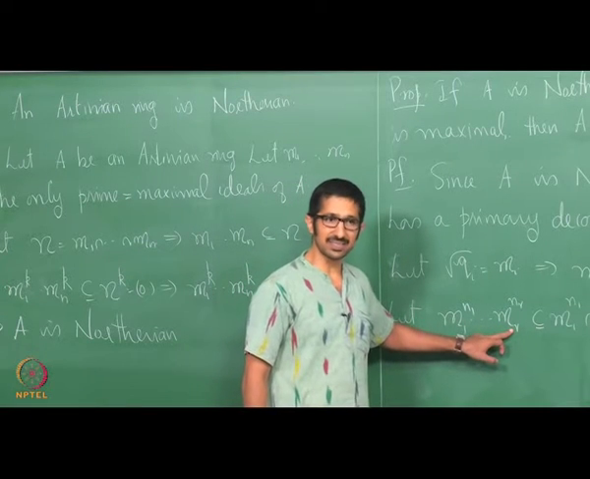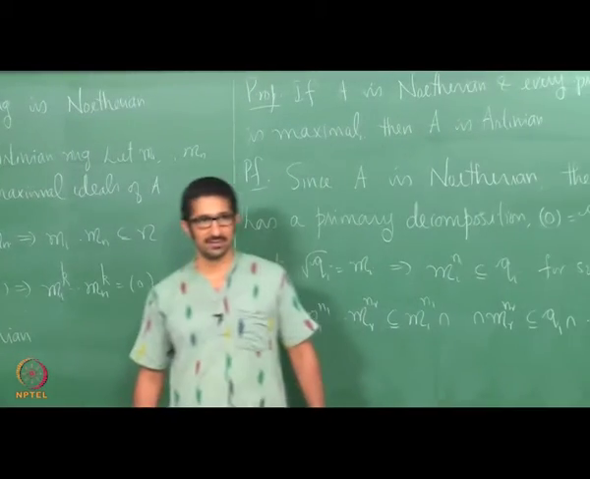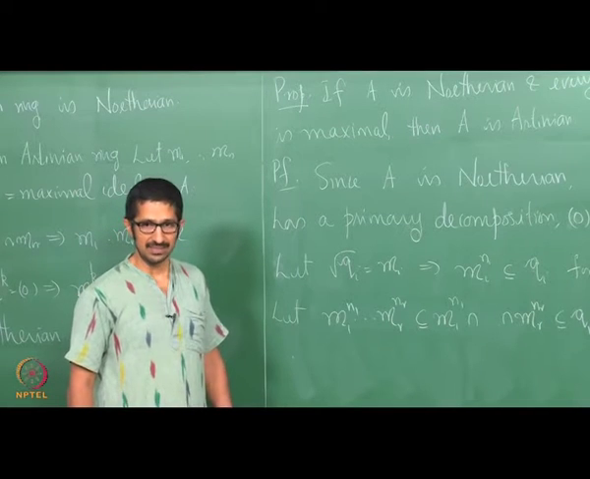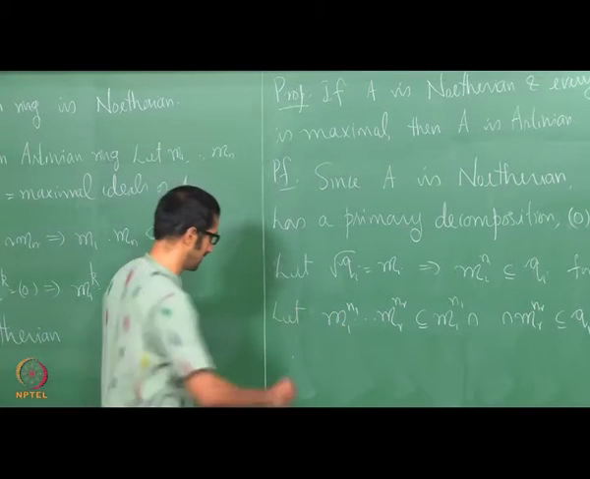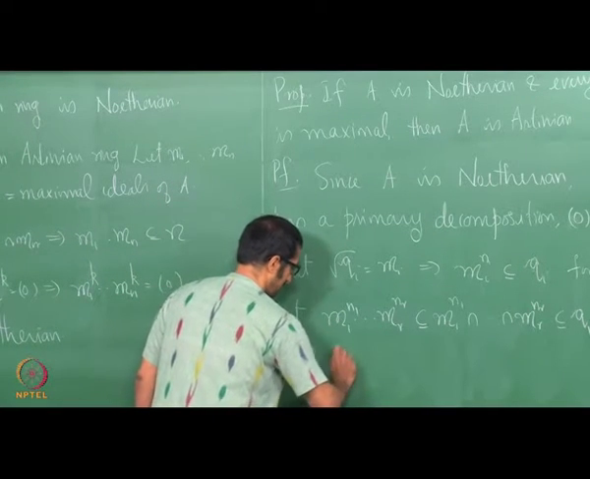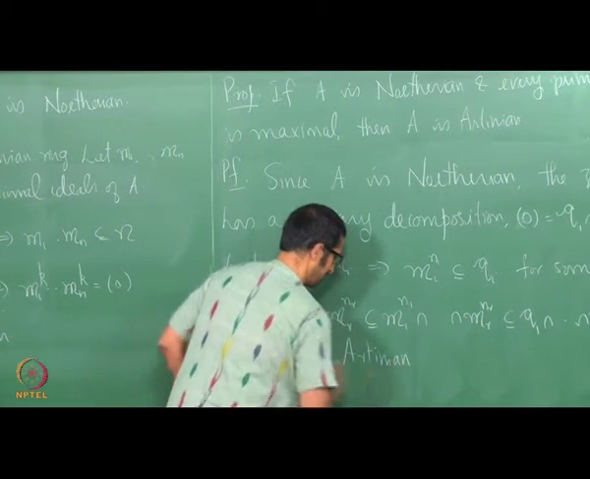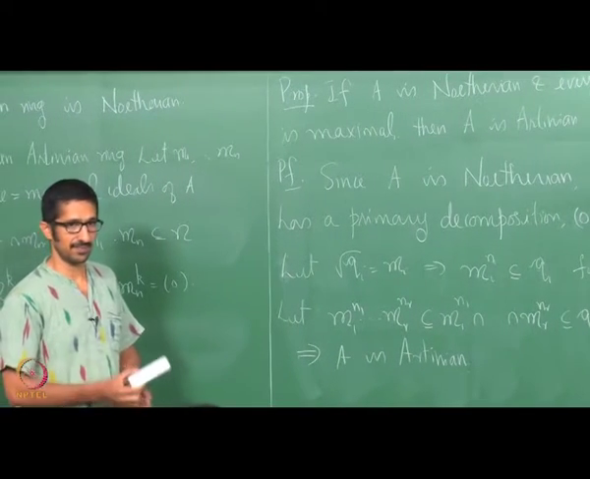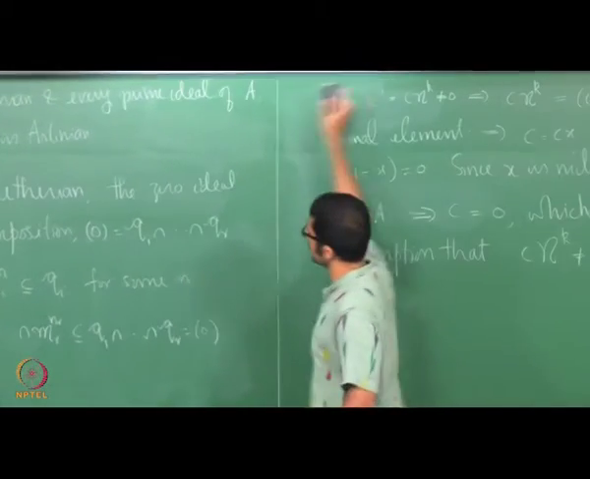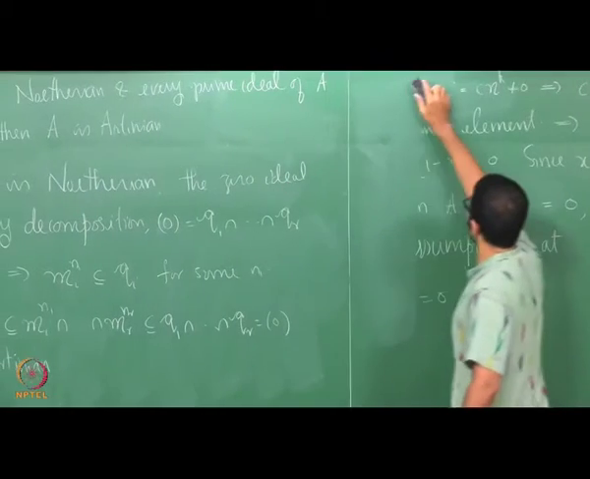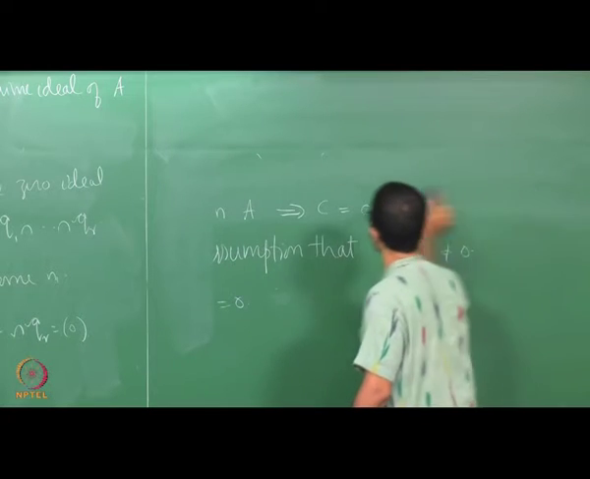M1 up to Mr, the product of maximal ideals, is contained in 0, which means that they are equal. That means 0 is a product of finitely many maximal ideals, and that implies that A is Artinian because A is Noetherian. Okay. So every prime ideal of A being maximal implies that it has only finitely many.